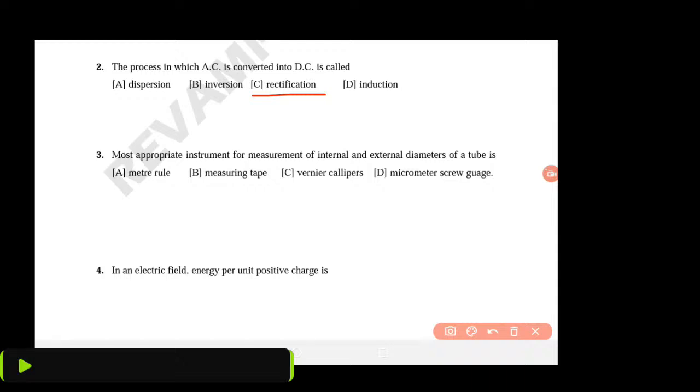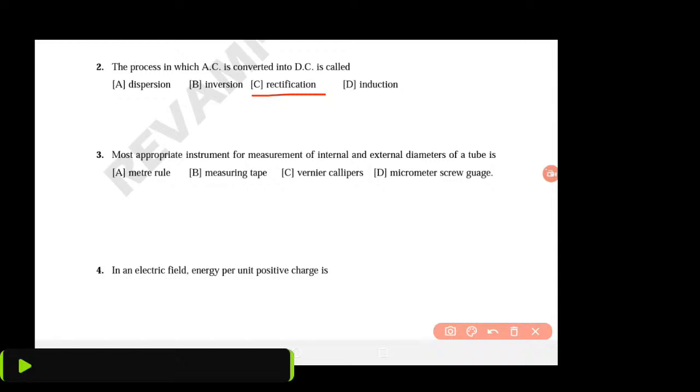The opposite process is known as inversion, that is the conversion of DC to AC. But in the question here, we have AC to DC, that is rectification. That is for question number 2. We go straight to question number 3.